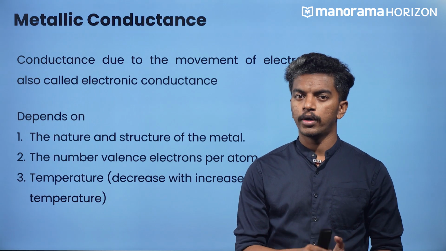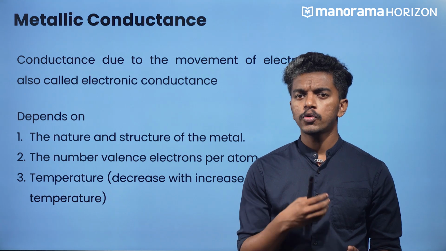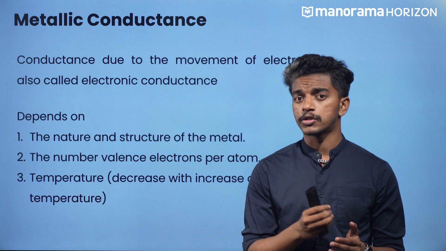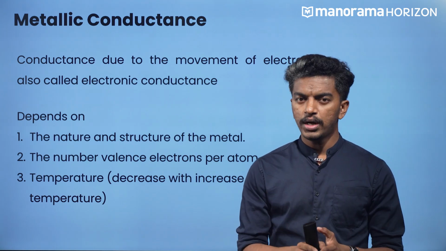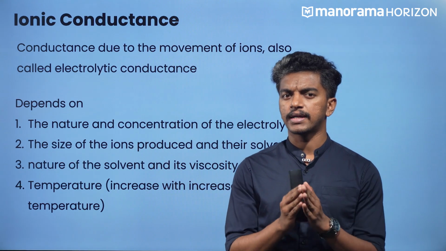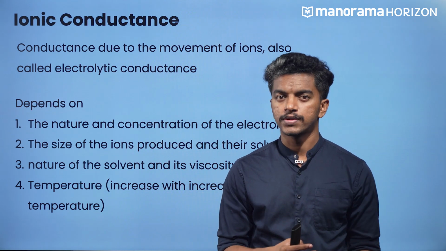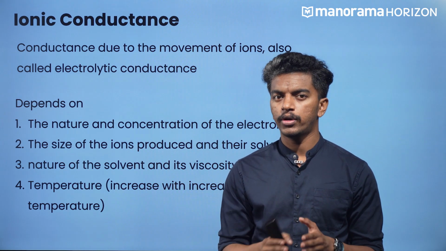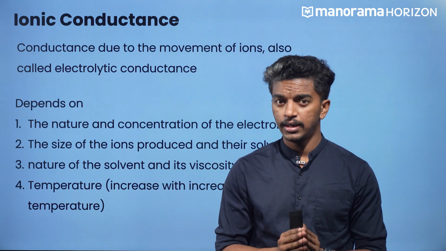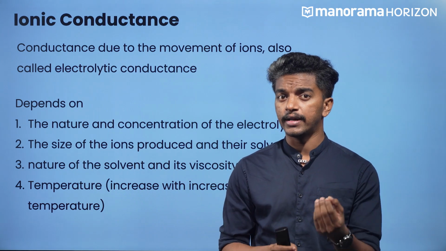Conductance through metals is called metallic or electronic conductance. This is due to the movement of electrons. The electronic conductance depends on three things: nature and structure of metal, valence electrons per atom, and temperature. One thing to note here is that it decreases with increase in temperature. We know water is a conducting material, even though it is weak. This is due to the presence of hydrogen and hydroxyl ions. However, when salt is dissolved in water, the conductance increases due to the presence of sodium and chloride ions in the aqueous solution. This conductance due to the movement of ions is called ionic conductance or electrolytic conductance.